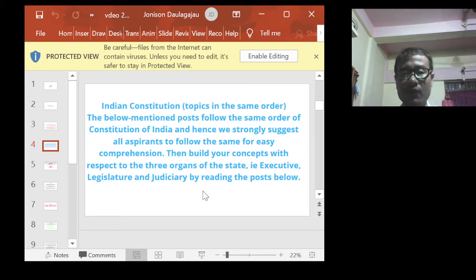The below mentioned posts follow the same order of the constitution of India, and hence we strongly suggest all aspirants to follow the same for easy comprehension. Then build your concepts with respect to the three organs of the state, that is executive, legislature and judiciary, by reading the post below. I'm just sharing the main points of the Indian constitution.